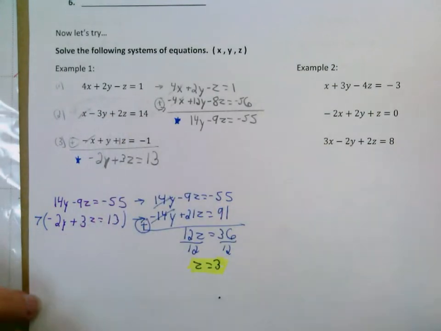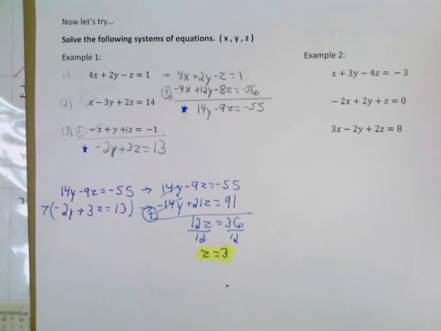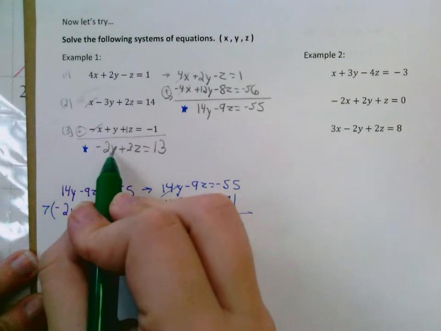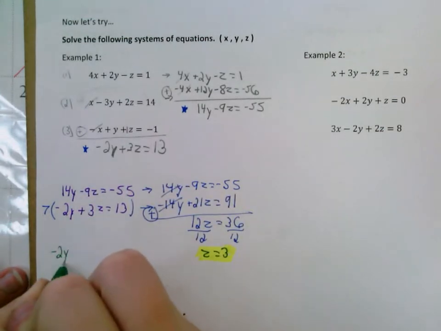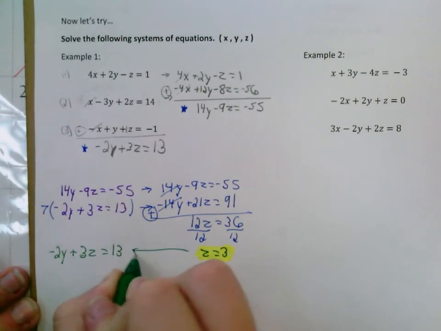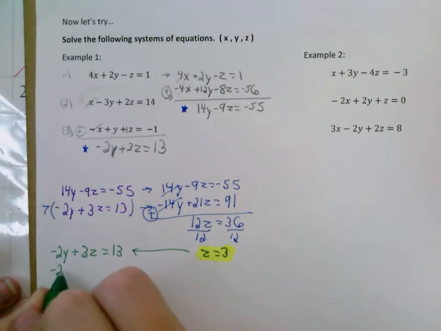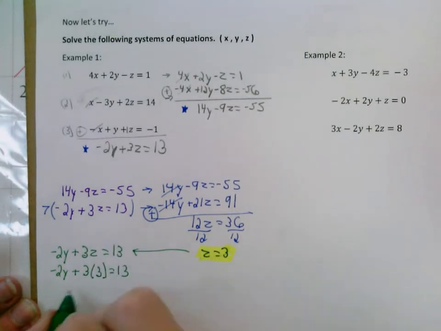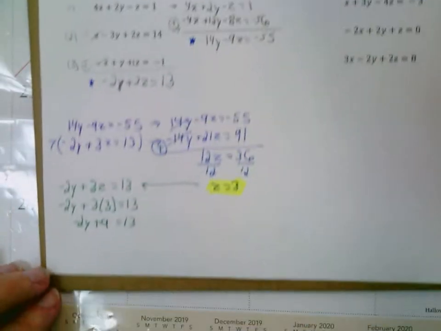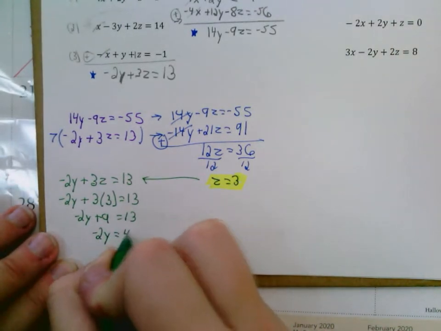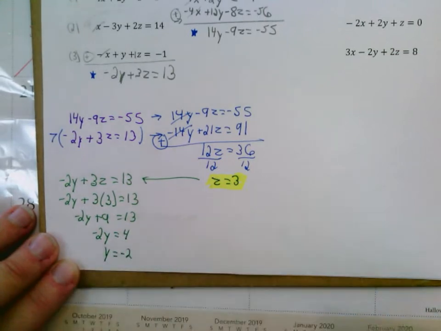So let's pick one of these new equations. It doesn't really matter to me, and I'm going to grab a different color. So if I have z as 3, let's say I use this one because it's nice and close. I'm going to have negative 2y plus 3z equals 13. But now I know what z is, so I can say negative 2y plus 3 times z equals 13, and I get negative 2y plus 9 equals 13. If I keep working through this one, you're going to get negative 2y equals 4 and y equals negative 2.